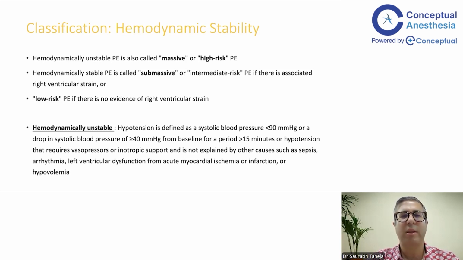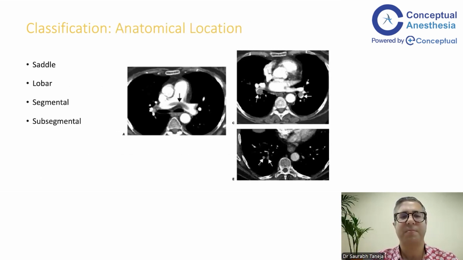So what is hemodynamically unstable? Either the systolic blood pressure is less than 90, or there is a sudden drop in blood pressure, or the blood pressure drop is so high that you require inotropes and vasopressors. And remember, it is a diagnosis of exclusion. It should not be explained by anything else like sepsis, LV dysfunction, MI, hypovolemia, or arrhythmia. So remember, hemodynamically unstable or massive pulmonary embolism is a medical emergency.